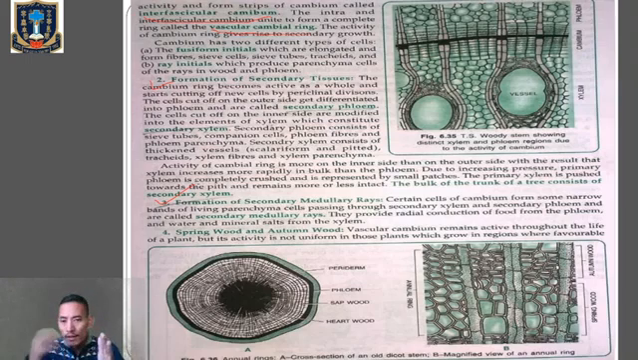It provides the radial conduction of food from the phloem and of water and salts with the help of the xylem. Next one, what do you mean by spring wood and autumn wood?